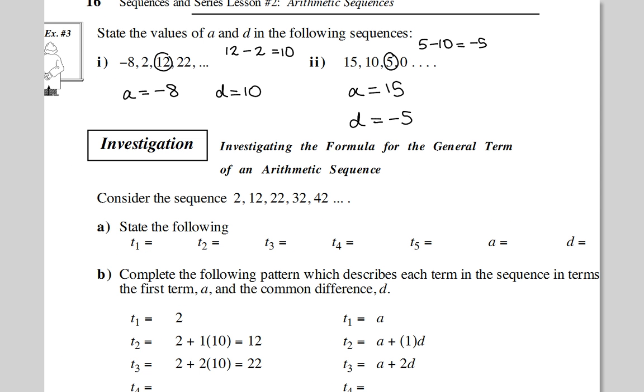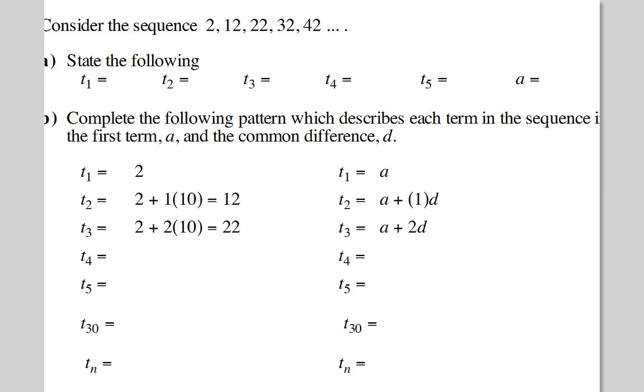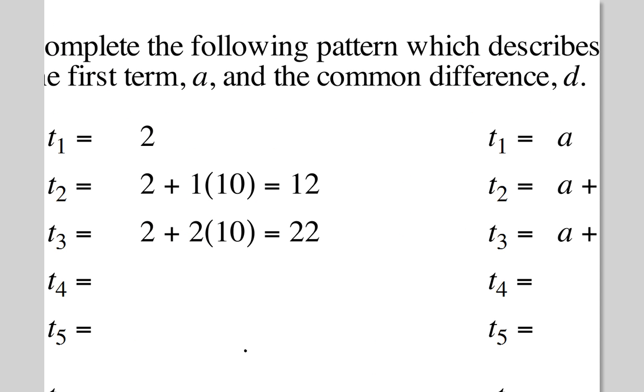Okay, so they want us to investigate how the general term formula is deduced. So we can just work on that here. Let's take a look at this sequence. What's it going up by? 10. And what they do is they write each term in terms of the first term. So what would 12 look like if you had a 2 in there? Well, it would look like 2 plus 10. And what would 22 look like? Well, it would be 2 plus 2 jumps of 10. So all you're doing is basically counting how many jumps.